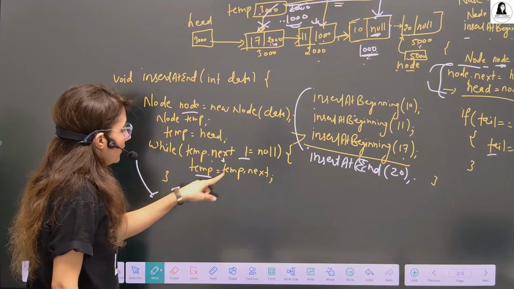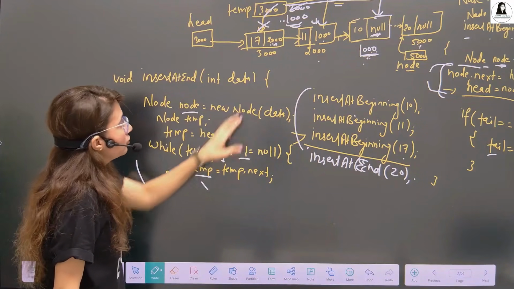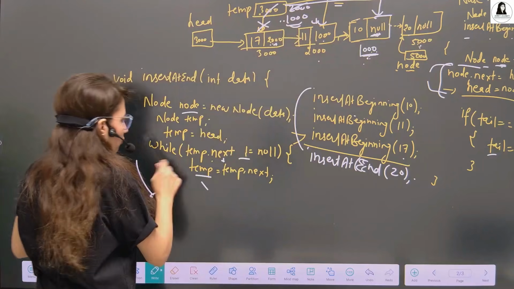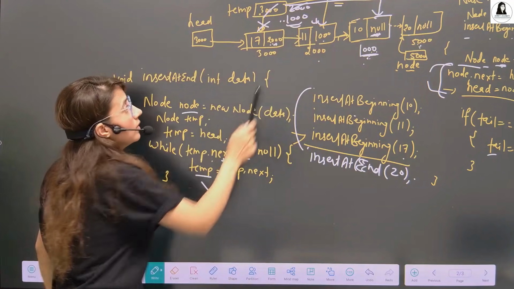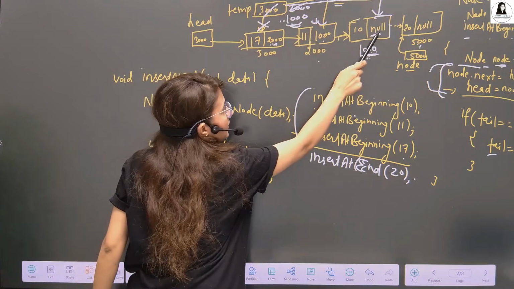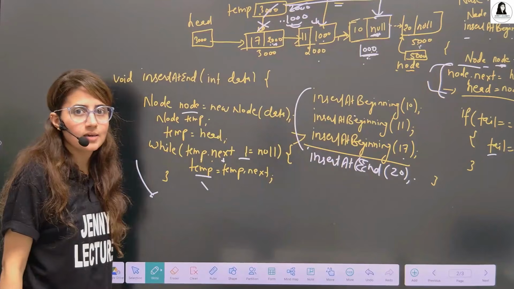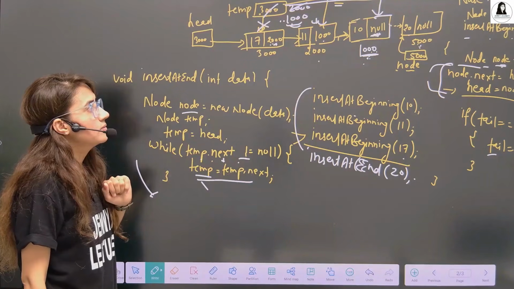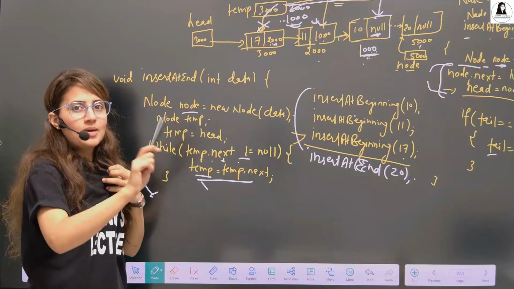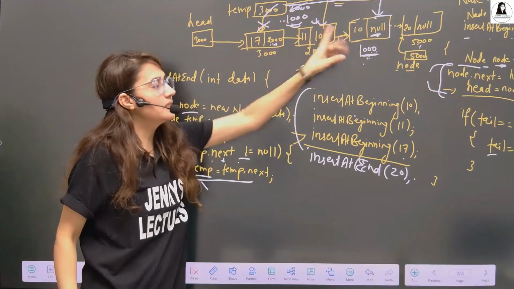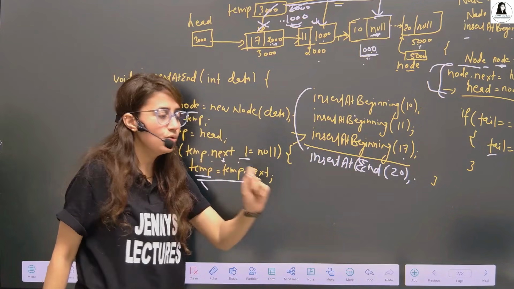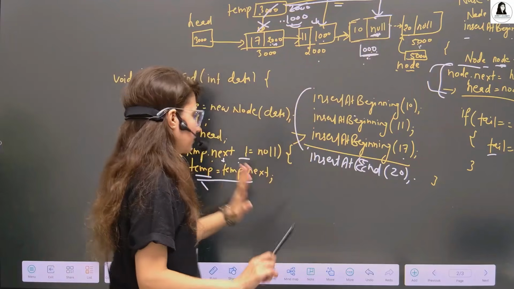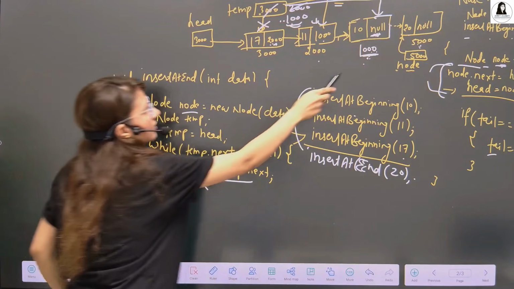Now temp is equal to temp next, we have seen it's 1000. Now check: while temp dot next not equal to null, temp dot next is null. This condition is not true, so we will not change it. So now we got it. Yes, this is my last node because temp dot next is null, and the last node is having next null. Fine, we got it. Now we are at this node.